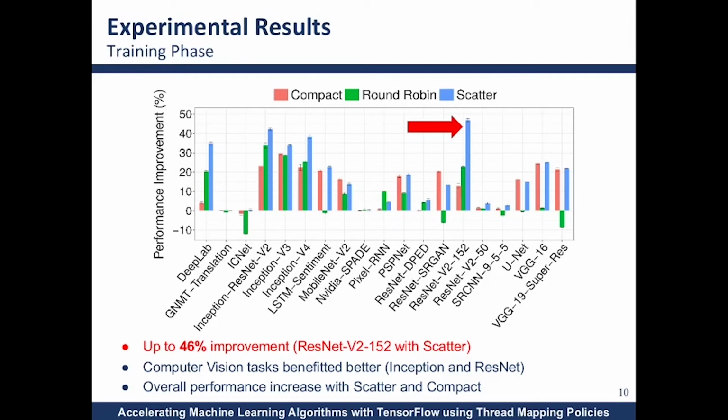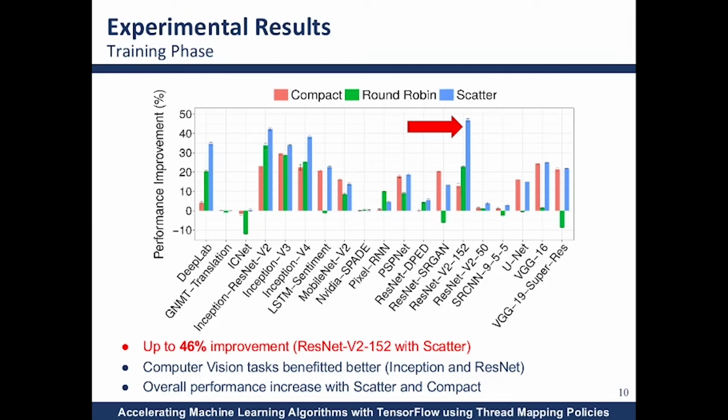We can see here for the training phase that we achieved significant performance improvements of the AI benchmark. We achieved up to 46% improvement in the training phase of this benchmark. We also notice that most of the computer vision tasks, represented here by the Inception and the ResNet models, were the ones that benefited the most from the thread mapping policies.